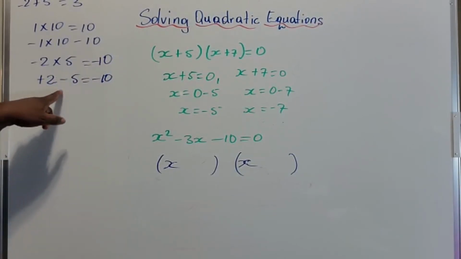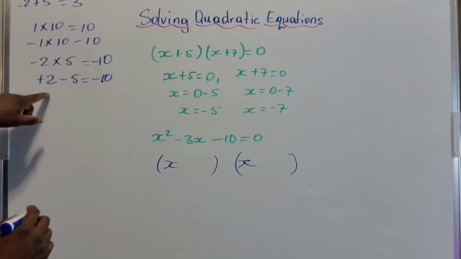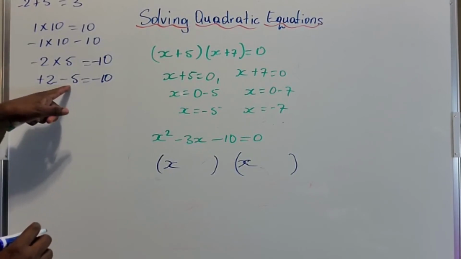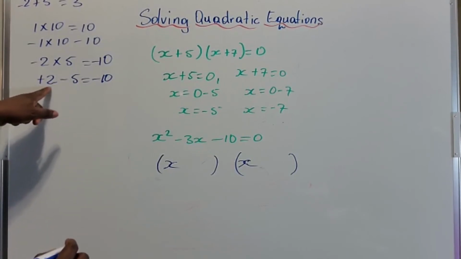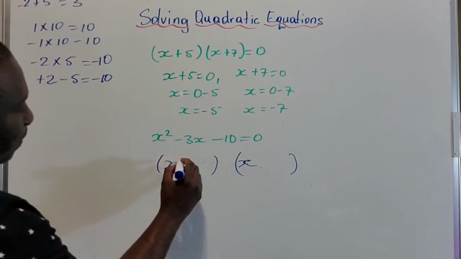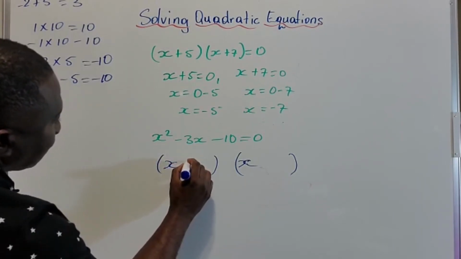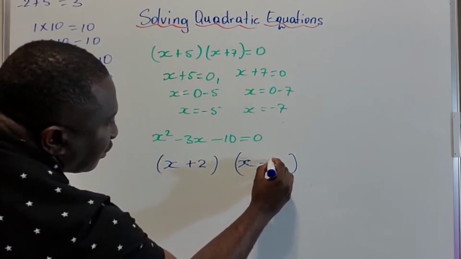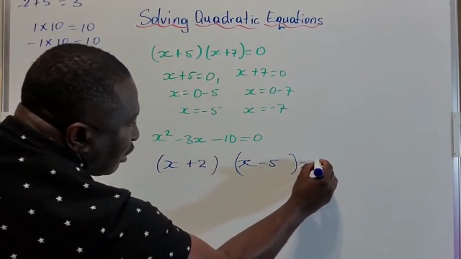So look at it. If we add these two values, guys, let us subtract and keep the sign of the greater number. So 5 take 2 will give us 3. Take the sign of the bigger absolute value. In this case, it's 5 and it's negative. Hence, we factorize here, which is x plus 2 times x minus 5 is equal to 0.